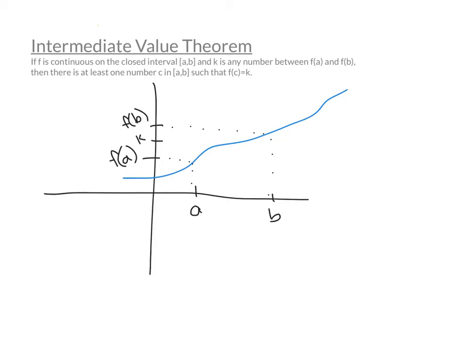Then the last part is that there is at least one number c in this interval [a, b] such that f of c equals k. So f of c equals k, that's going to be right here. So actually the c value that we have is right here. You'll notice it's somewhere between a and b. So go ahead, write this down. I recommend that you draw a picture if the picture helps you. And if you need to pause for a minute or two to try to understand it, go ahead. And then we're going to do an example.